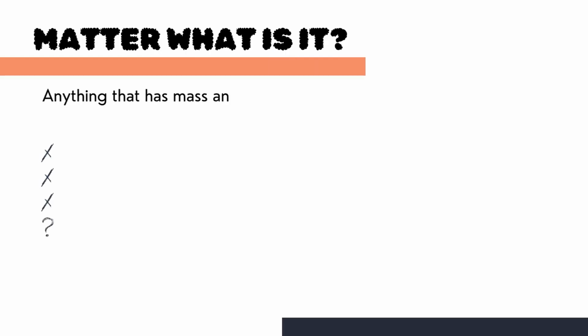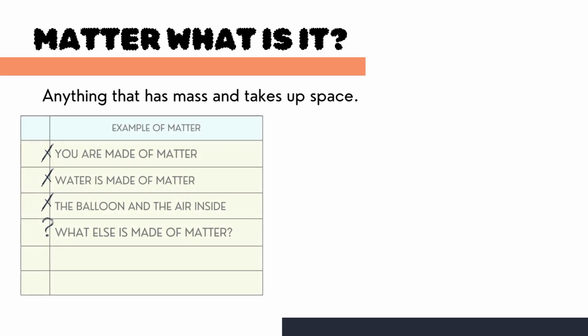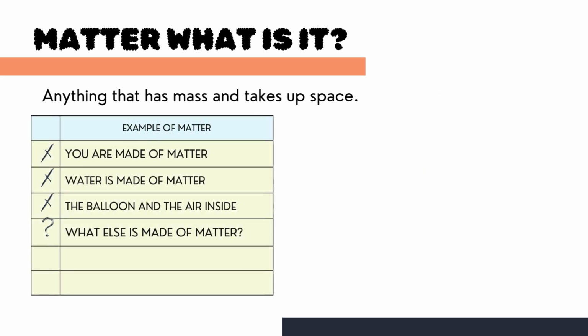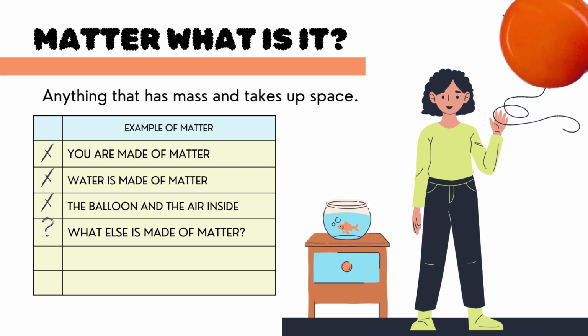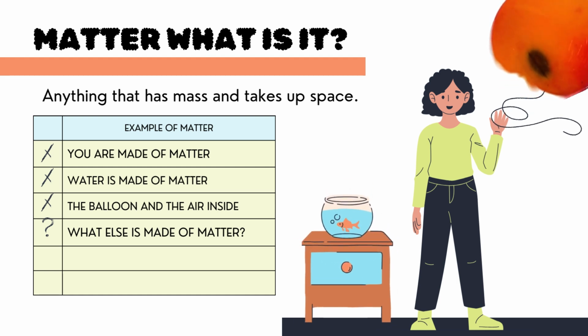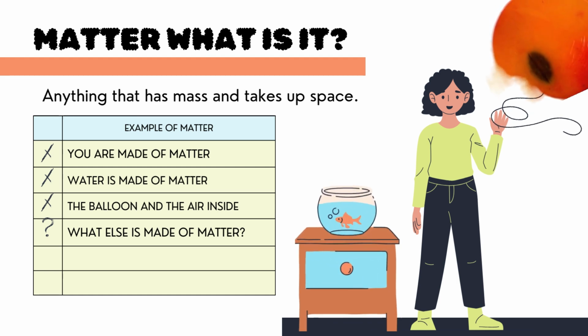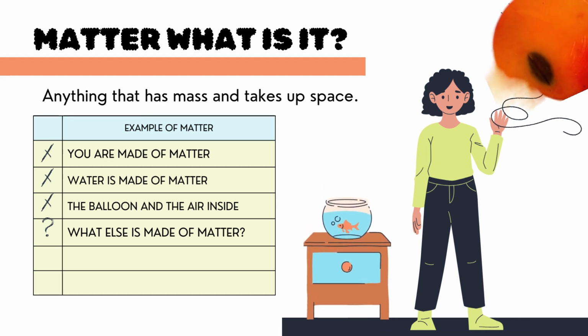Matter is anything that has mass and takes up space. That means if something weighs something and takes up room, it's matter. Examples of matter: you are made of matter. Your body takes up space and has weight. Water is matter, whether it's in a glass or falling as rain. A balloon is made of matter, and so is the air inside it. Even though we can't see air, it takes up space and has mass.